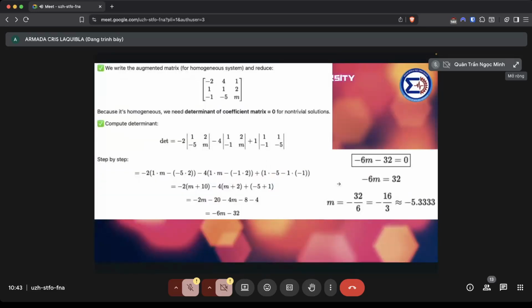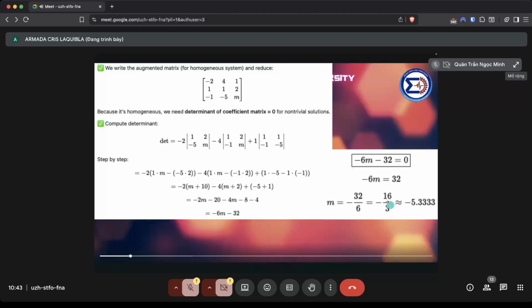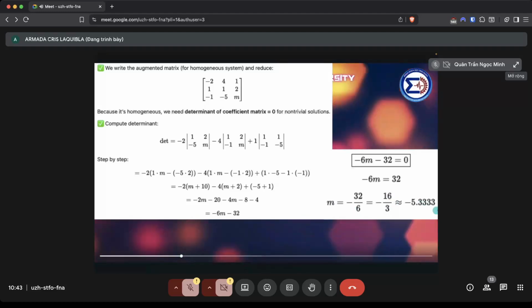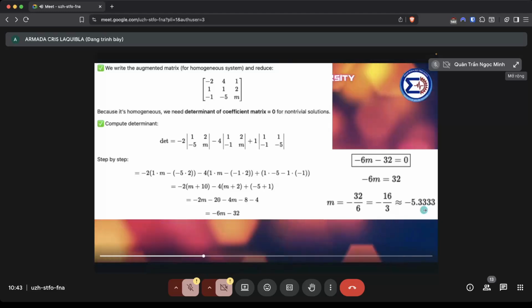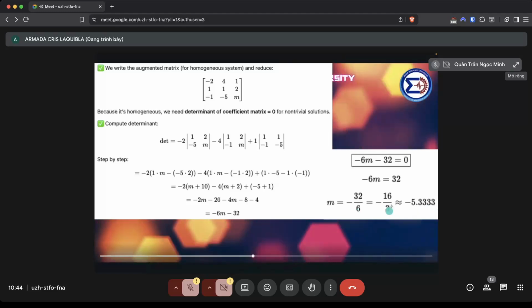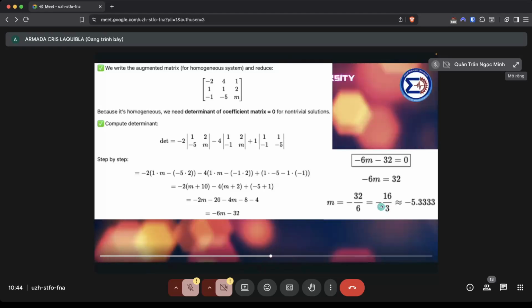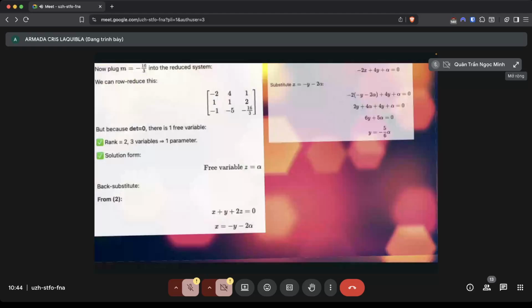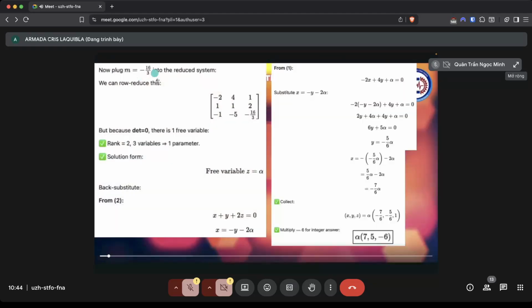Your m that we are going to use here is the negative 16 over 3. We will not use the negative 5.3333 because this is just approximation, and the decimal there will continue, right? So we have to use this fraction so that it is more accurate. So here is negative 16 over 3, and you use the m there now.